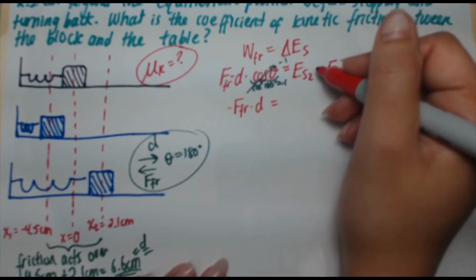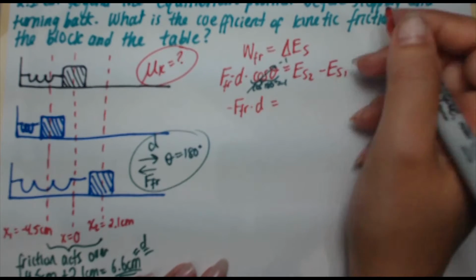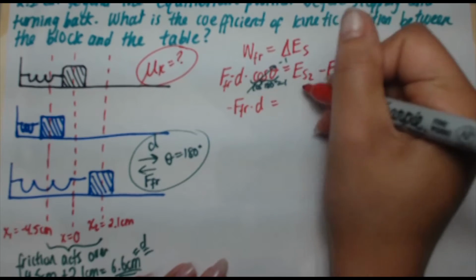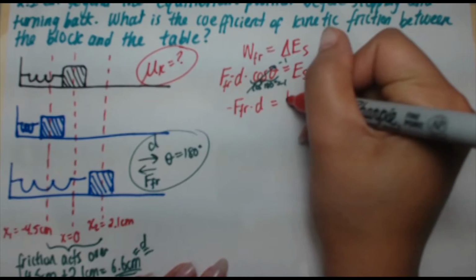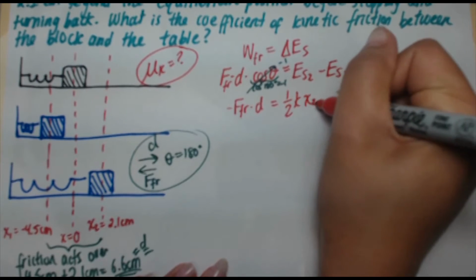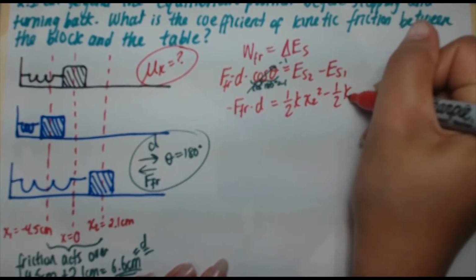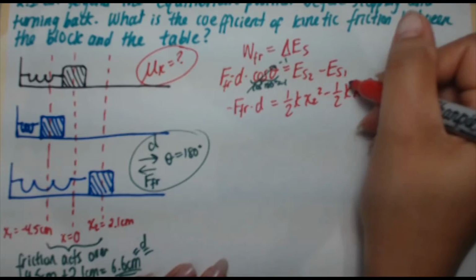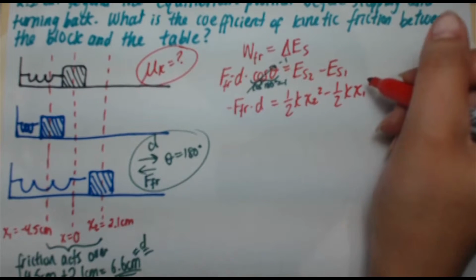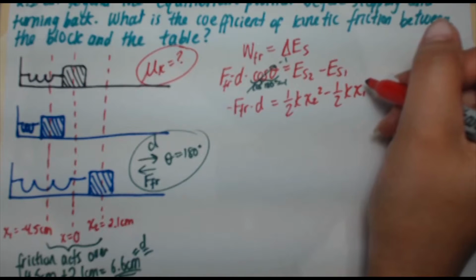The formula for spring force looks almost exactly like kinetic energy. Sorry, spring energy looks like kinetic energy. So 1/2 k x2 squared minus 1/2 k x1 squared, where k again is the constant. The x's are the amount by which the spring is either compressed or stretched.